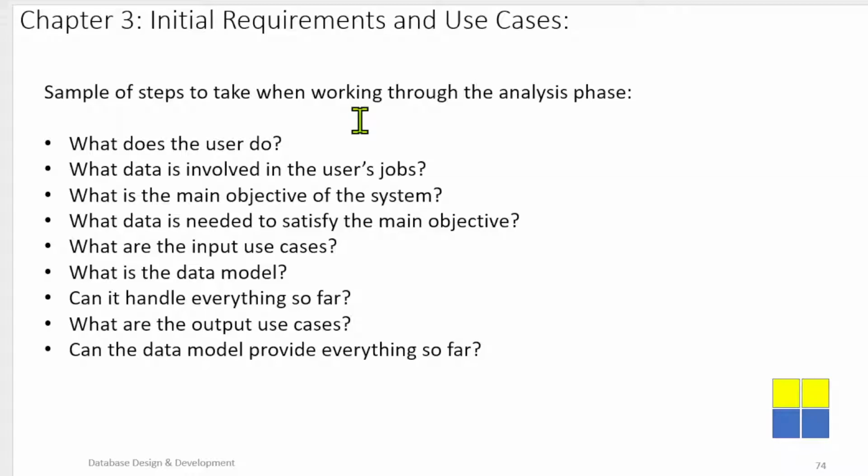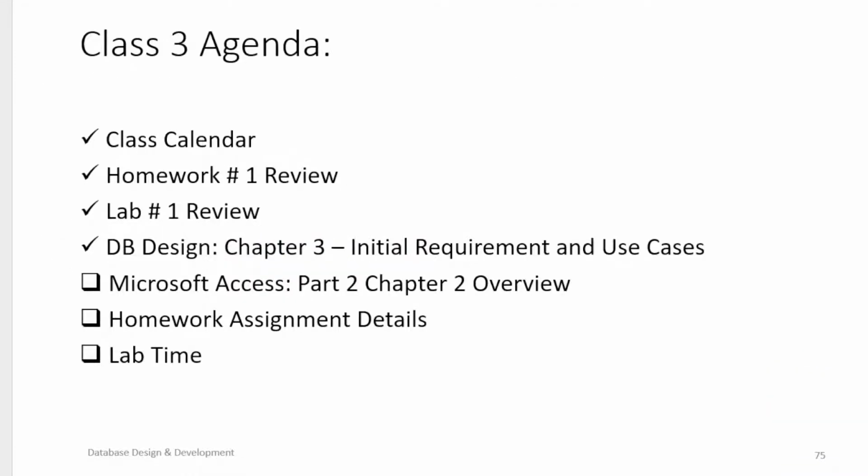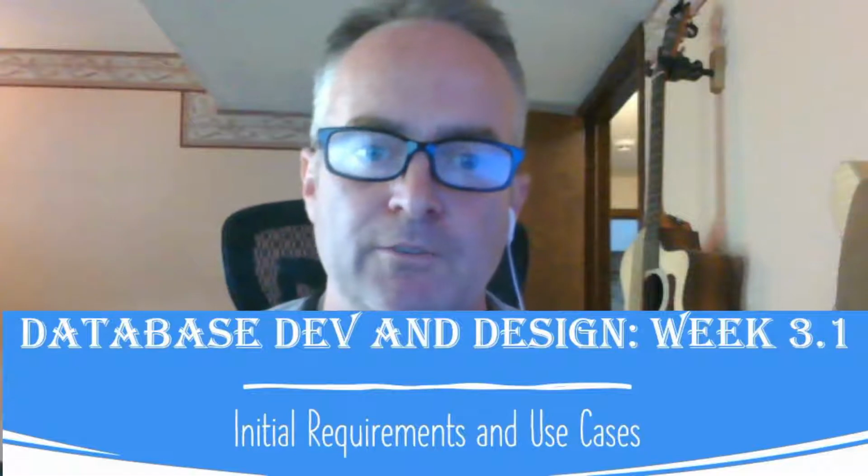Now these are just a sample of the steps to work through when going through the analysis phase. What does the user do? What data is involved in the user's jobs? What are the main objectives of the system? What data is needed to satisfy the main objective? What are the input use cases? What is the data model? Can it handle everything so far? And what are the output use cases? And can the data model provide everything so far?